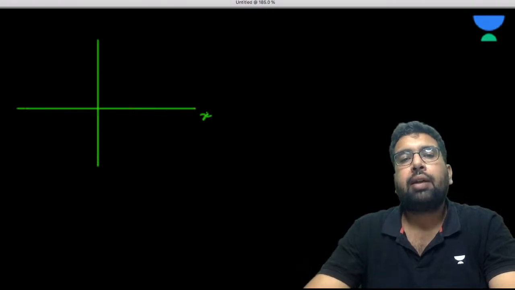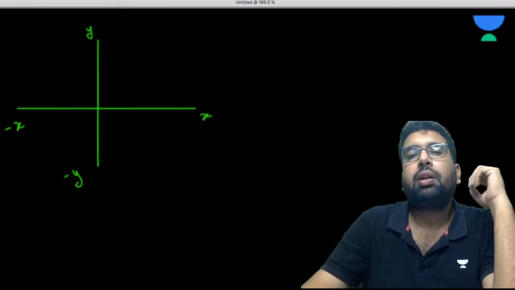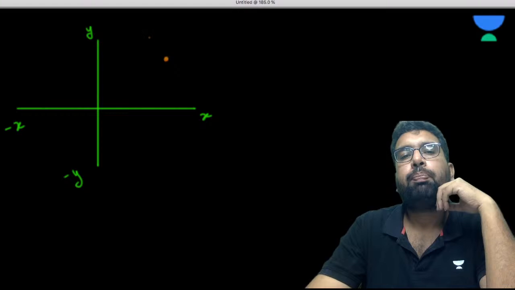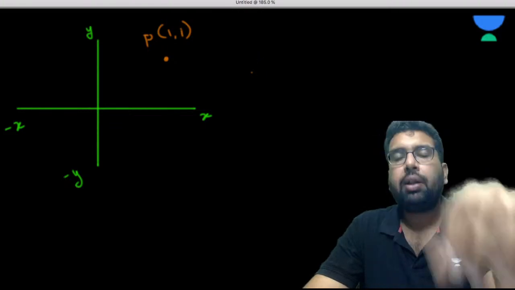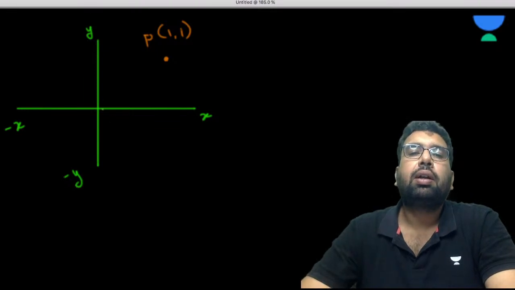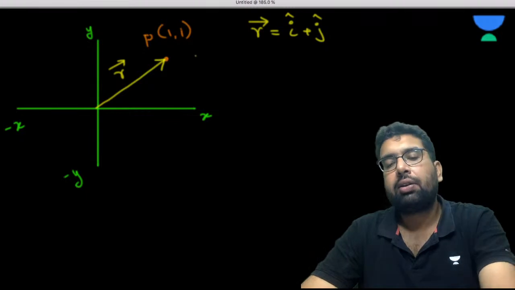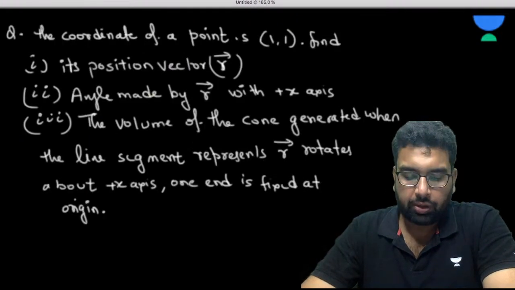So let's suppose this is x, this is y, this is minus x, this is minus y direction. It says the coordinate of a point is 1, 1. Let's suppose this point be P and its coordinate is 1, 1. We need to find firstly the position vector. We can join it like this, so this is going to be the position vector. This position vector is going to become i plus j, because the components in x and y direction are this.